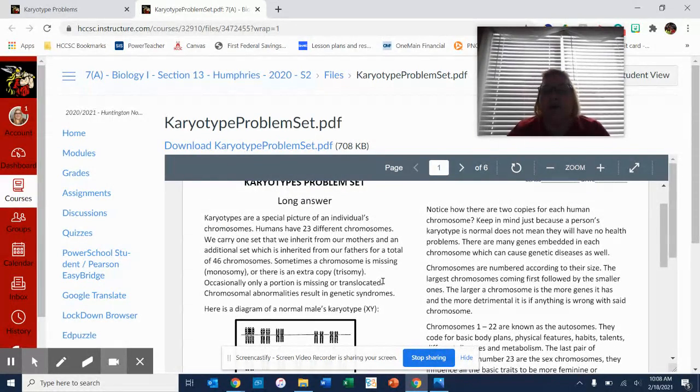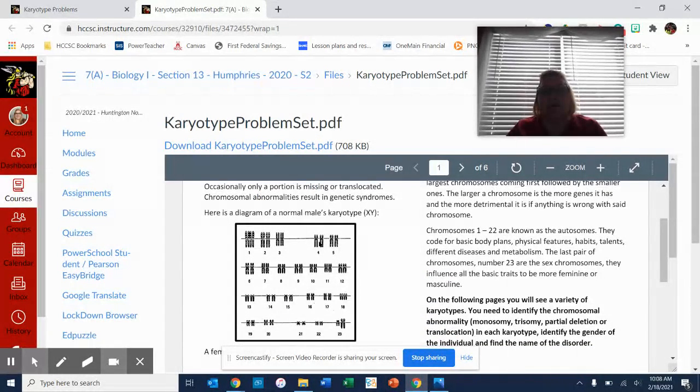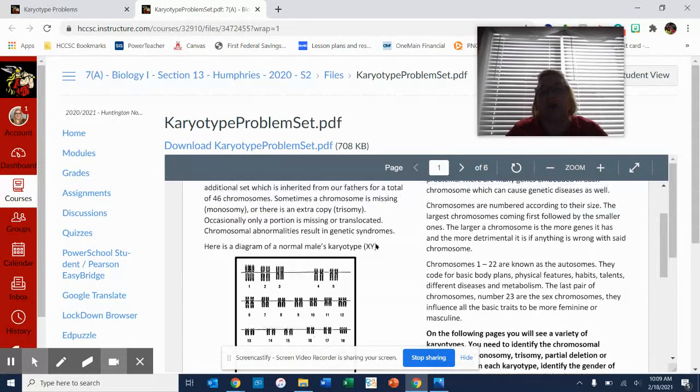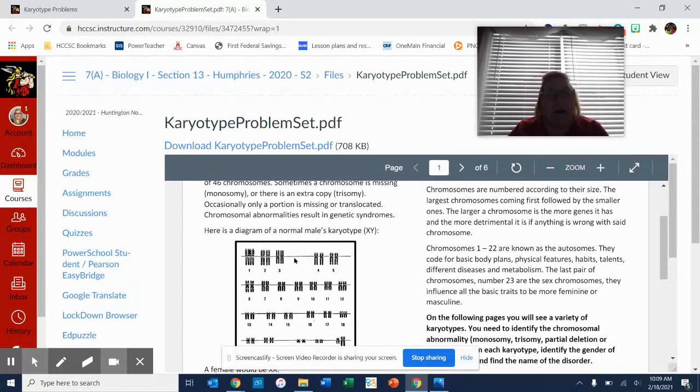Notice that there are two, like I said, and even if you have all of the right ones in the right place, it doesn't mean that you're not going to have a health problem, because sometimes they're not easily seen with the chromosomes, and the mutations are actually in the base pairs that make up the genes. So there might be something wrong with your gene that's not visible when you first look at the karyotype. Chromosomes are numbered according to their size. The largest ones are number 1, and you can see they tend to get smaller as you go along.